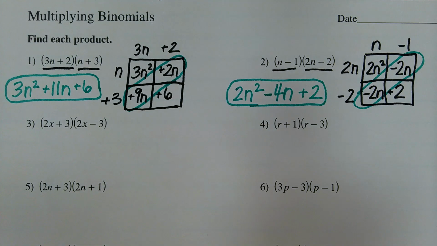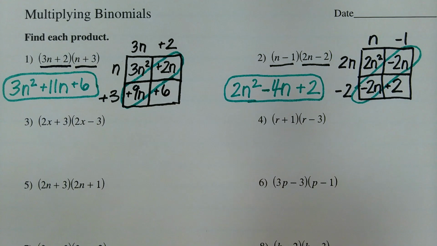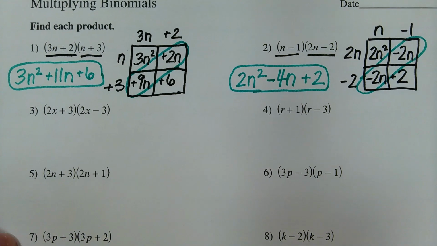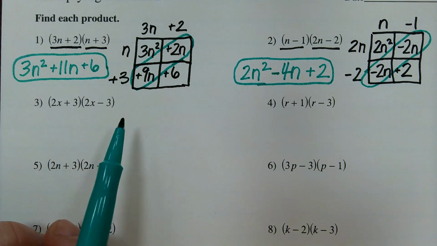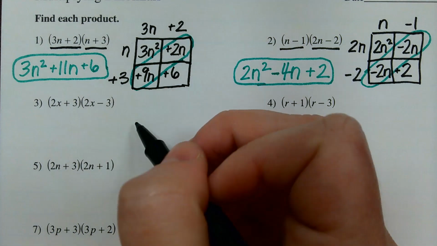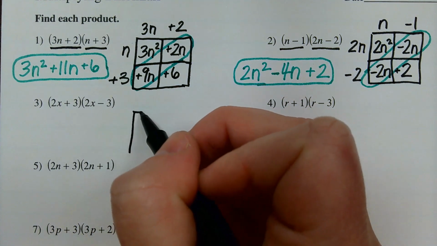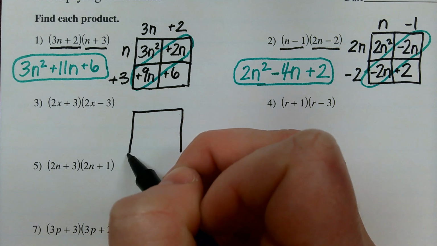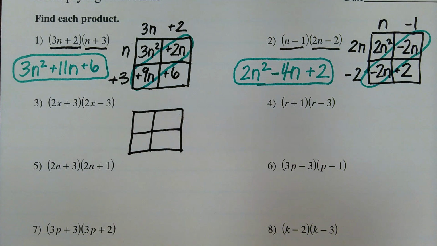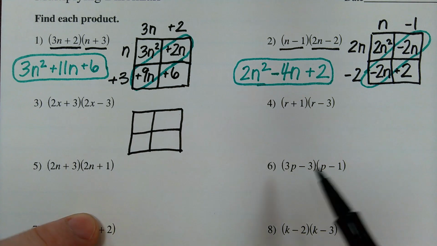All right. Any questions about number 2? Any questions? Okay. Let's do one more together. Doing the box method again. Let's try number 3 here. So let's go ahead and make our box. Mine's a little lopsided, but it'll still work.